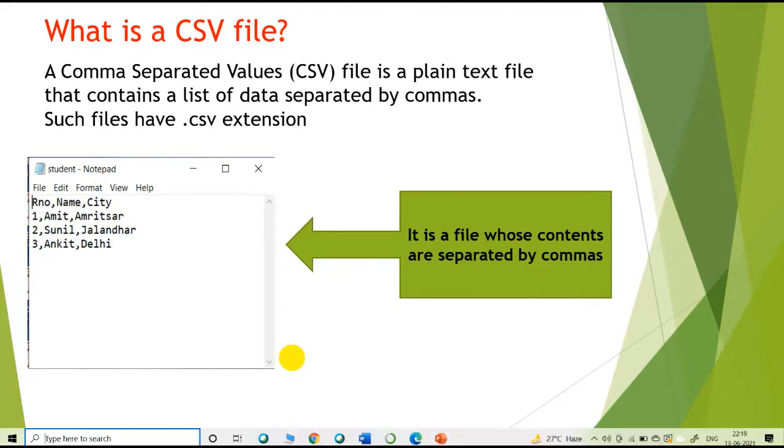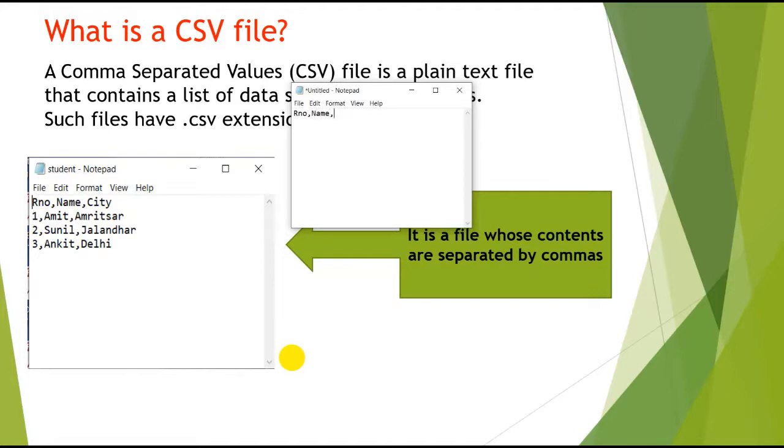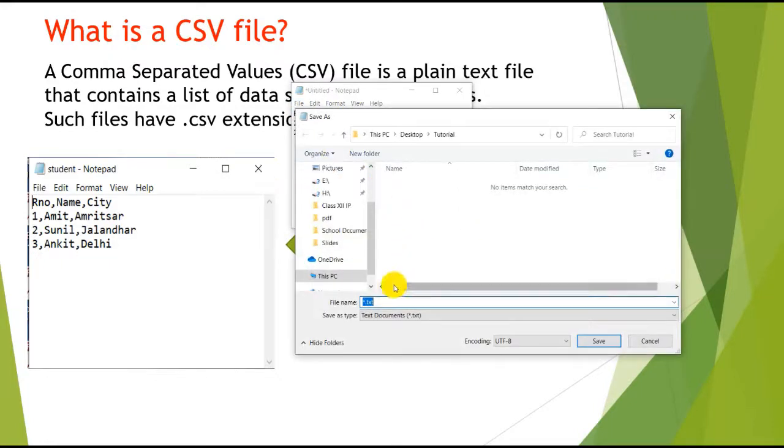So I can show you practically how you can do this. You just open Notepad editor, keep typing the data just like roll number, comma, name, comma, city, and separate the data with commas. Roll number 1, suppose Amit, Amritsar, 2, Sachin, Jalandhar, and save this file with extension .csv. So save it as suppose data1.csv.